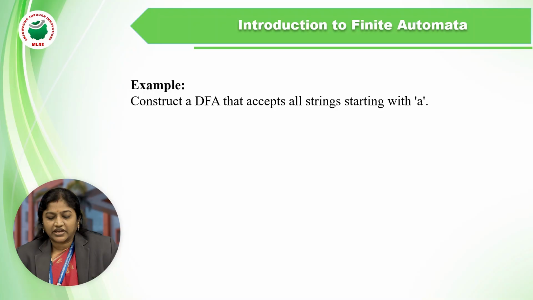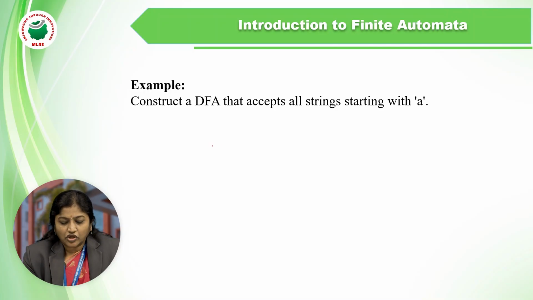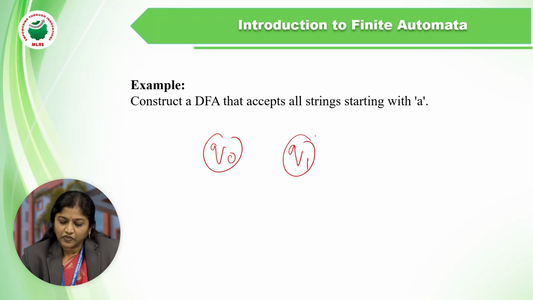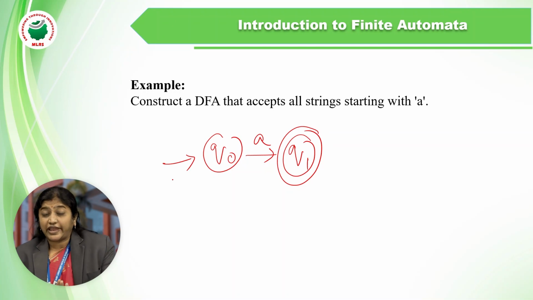Construct a DFA that accepts all strings starting with A. Starting with A here; previously it was ending with A. Here it should be what? Starting with A. So how many states do we require to represent this? Q0, Q1, 2 states, and this is A. Start state. Okay, it starts with A only. It will not start with B.